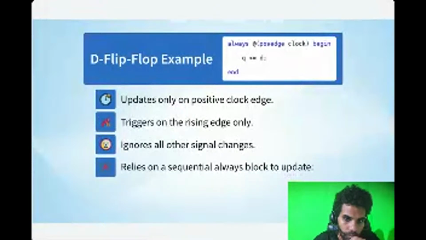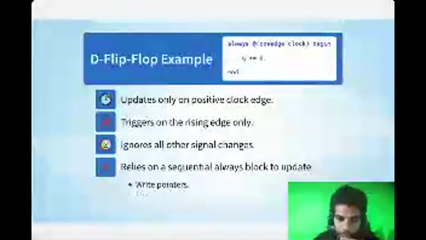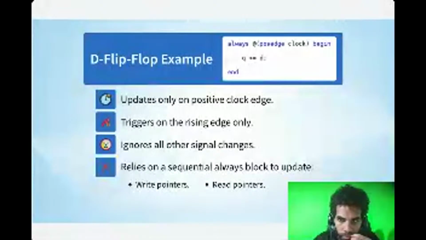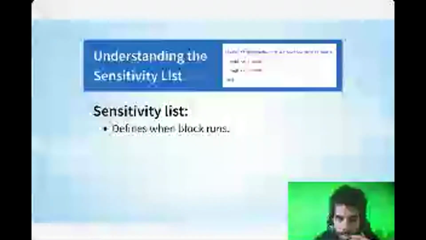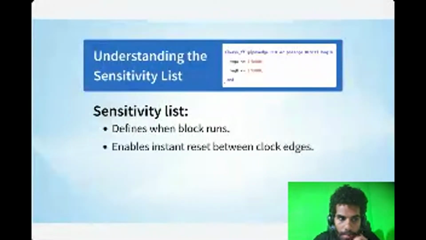In our FIFO model, we use a sequential always block to update the write and read pointers. Just like the D flip-flop example, the sensitivity list tells SystemVerilog exactly when the block is allowed to run. This style lets the flop reset instantly, even between clock edges.